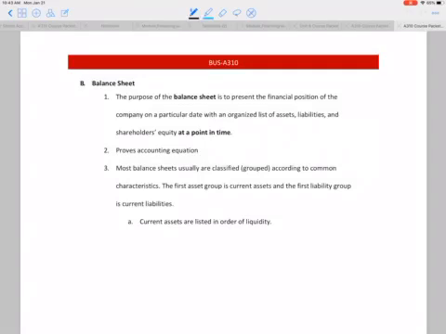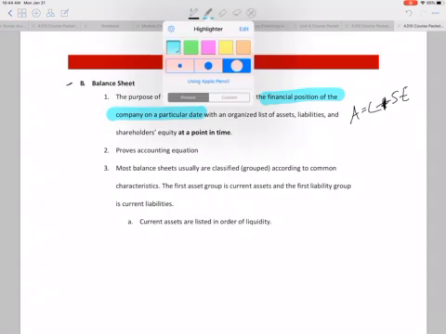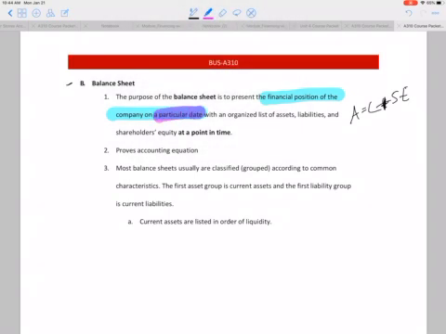So let's focus on the balance sheet. And remember, the purpose of the balance sheet is to give us assets equals liabilities plus shareholders' equity. So it's proving the accounting equation. And basically what it's doing is giving us the financial position of the company. And this is important as of a particular date.